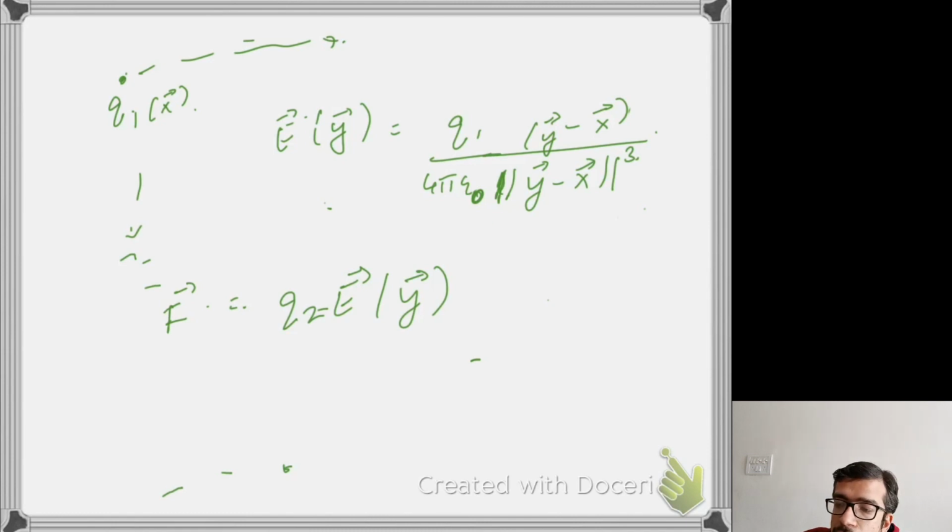Now again, this is for 3 dimensions. But you can also generalize this to n dimensions, so we'll come to that. This is essentially the field created due to a single charge. Now what happens if there are multiple charges?